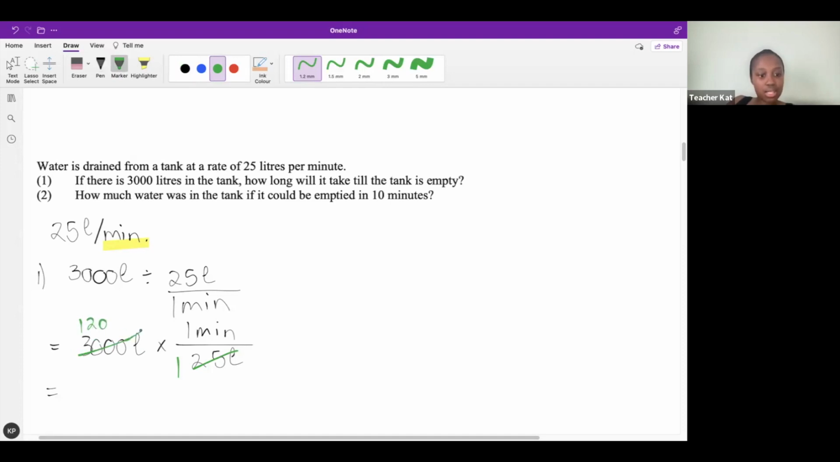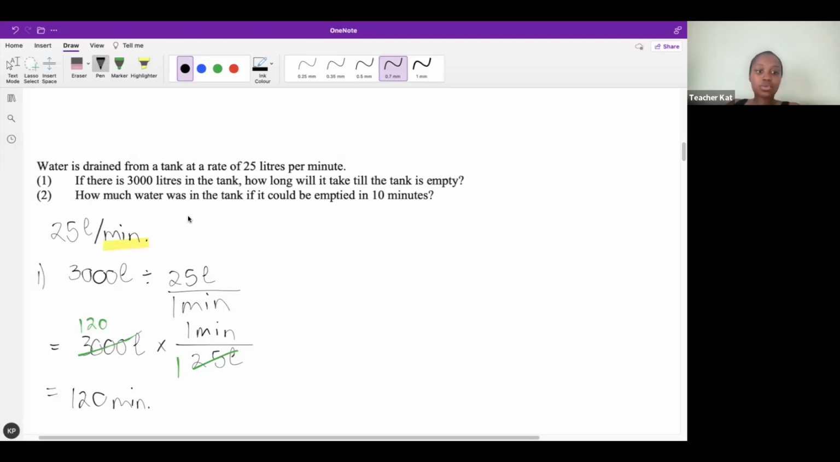And do you see that this will cancel out the liters, which is what we're trying to get rid of? Do you see that, guys? So that means you're left with 120 times 1 minute, which means it will take us 120 minutes.